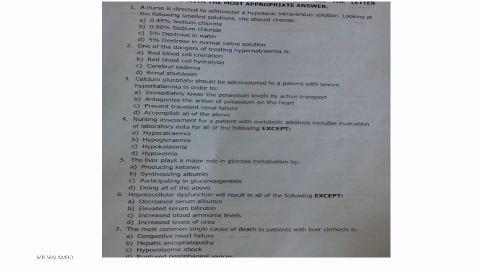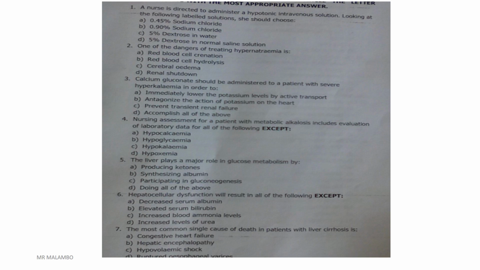Question 1 says, a nurse is directed to administer a hypotonic intravenous solution. Looking at the following labeled solutions, she should choose. The answer is A, 0.45 sodium chloride, because that is the one that has lower concentration in its solution. Then question 2 says, one of the dangers of treating hypernatremia is what? It leads to red blood cell crenation. So the answer is A.